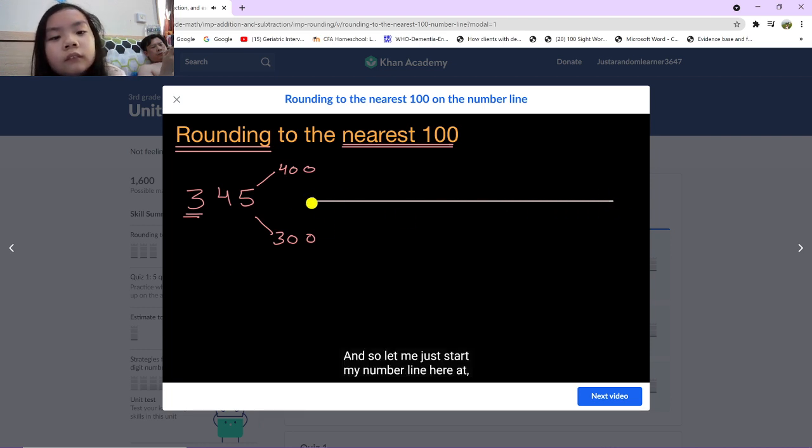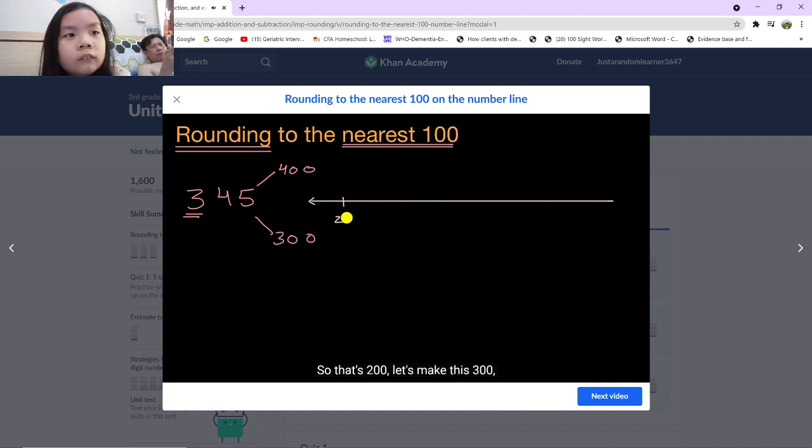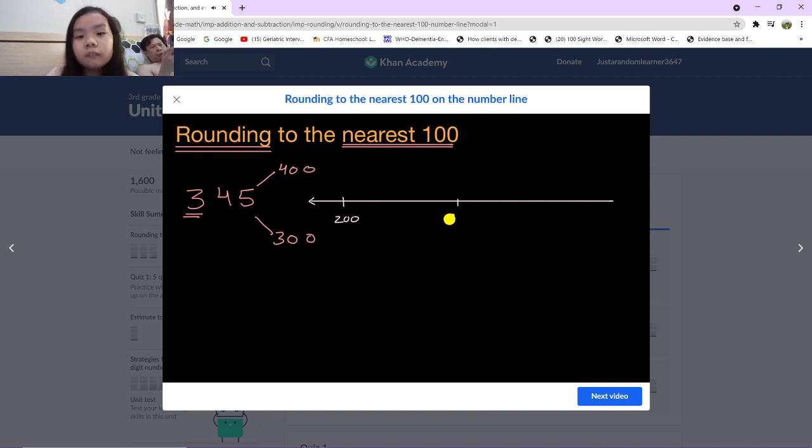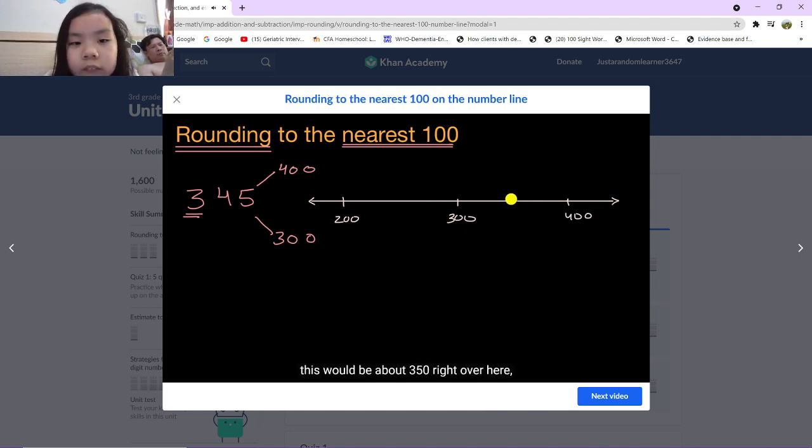And to think about that, we can draw ourselves a number line. Let me just start my number line here at 200. So that's 200. Let's make this 300, and then this would be 400. And then this would be about 350 right over here. So I'll draw the 50s right over there. So that's 350. So where would 345 sit?